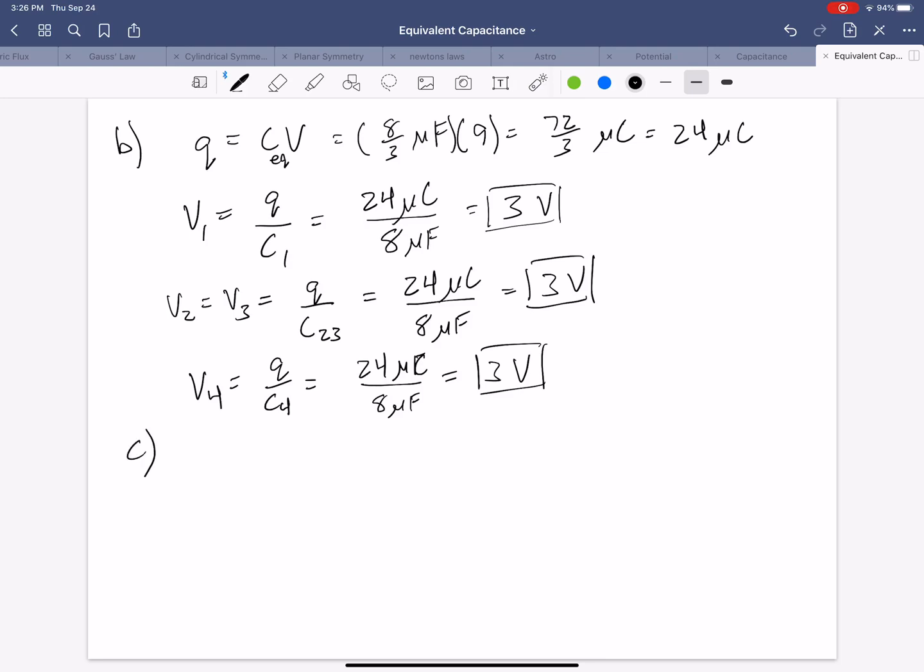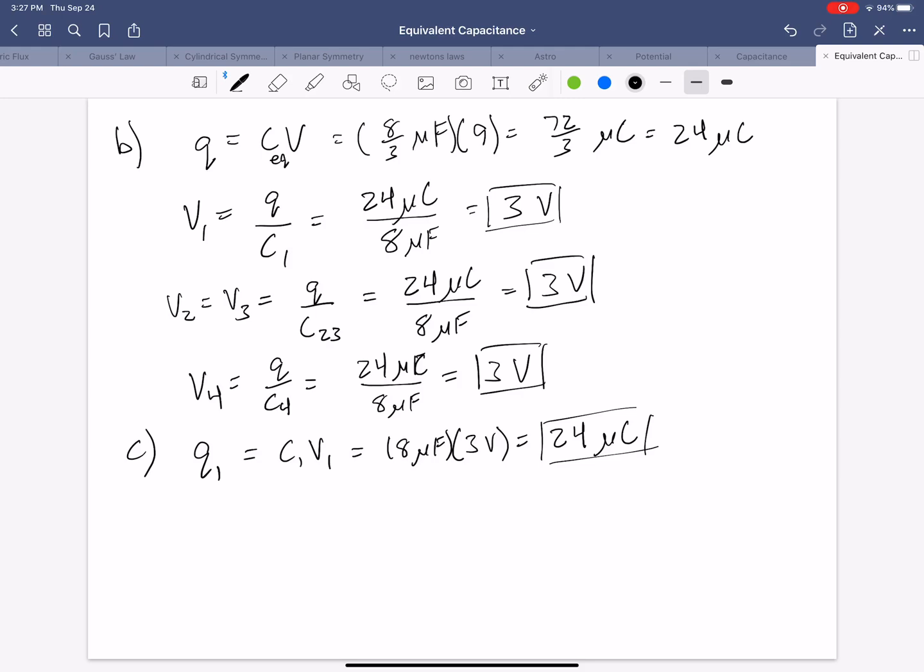All right, part C, the charge now. The charge for each one is fairly straightforward. The charge on capacitor 1, remember Q equals CV. Well, we have the capacitance for that one, 8 microfarads, times the voltage that we just found, 3 volts, gives us 24 microcoulombs.